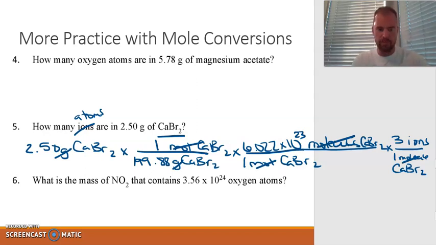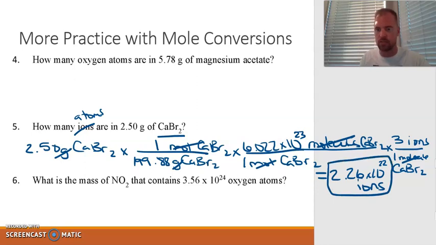So we're going to take 2.50 times 6.022 E23, times 3 ions, and then divide that by our molar mass of 199.88. Significant figures, we're going to have 3 sig figs in this problem. So my answer is 2.26 times 10 to the 22nd ions. And we don't have to say ion because it's both of calcium and bromine, so we can just say ions. All right, let's take a look at this one.